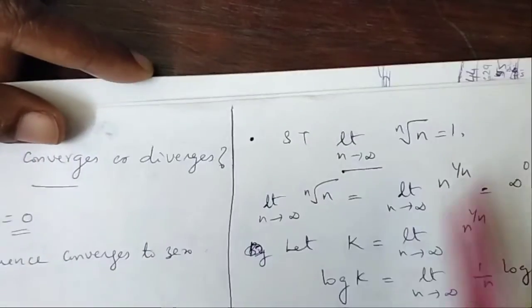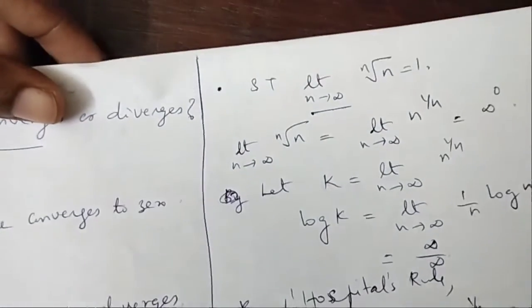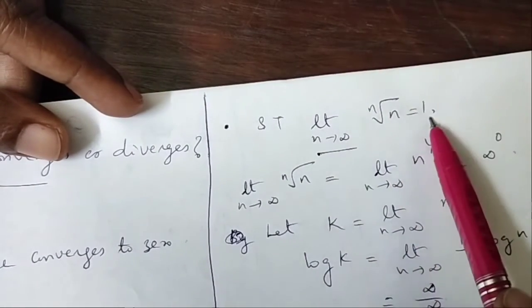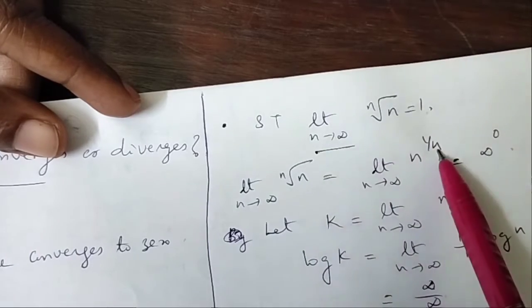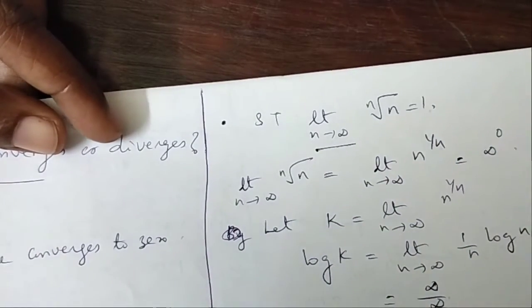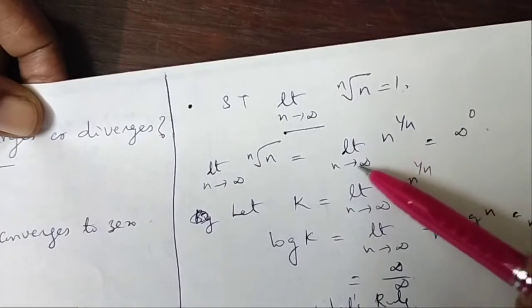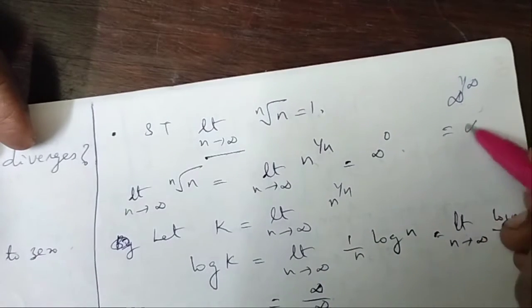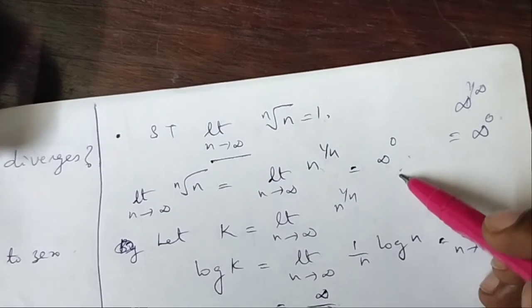Similarly, next one. Show that the limit as n tends to infinity of the nth root of n is 1. What is the meaning of the nth root of n? It is n raised to 1 by n. Applying the limit as n tends to infinity, infinity raised to 1 by infinity. 1 by infinity is 0, so it is infinity raised to 0. This is also an indeterminate form, so again we can apply L'Hospital's rule.